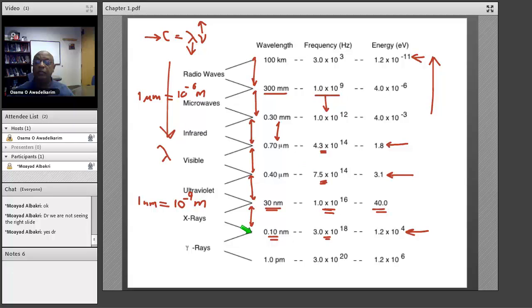And then if we go to the gamma rays, then we get to the pico. 1 picometer, okay, is actually 10 to minus 12 of a meter. So the wavelength becomes really small, but look at the frequency range, 10 to 18 to 10 to 20. Now look at the energy of the photon. That is why as you go up in frequency, you go up in energy, and then what you have is very energetic photons.